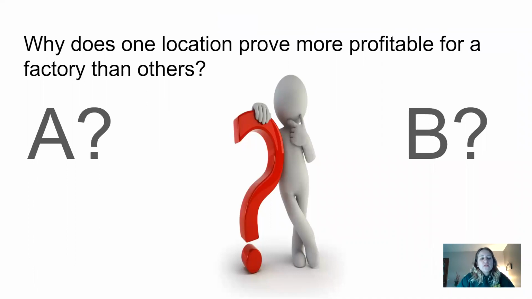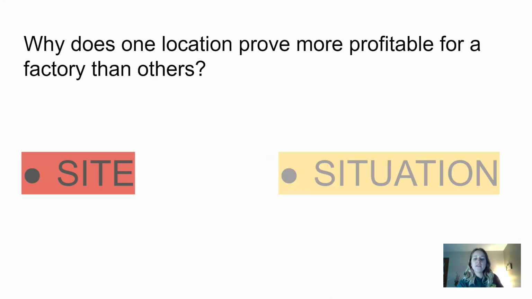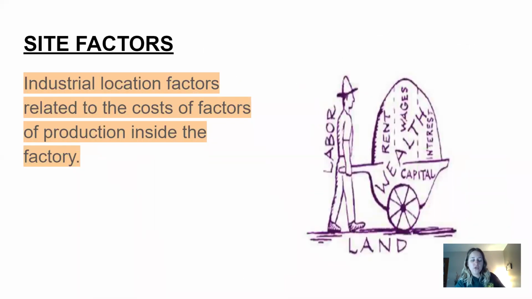So yesterday we looked at the question, why does one location prove to be more profitable for a factory than others? Why are some factories more successful than others? And we looked at site and situation. Okay, site and situation, I gave you the definitions. You should have those on the worksheet that you turned in yesterday. So awesome job on that. If you want to write it down in your notebooks, go ahead and do that. But we are going to take a look at site and we're going to break it down for you.